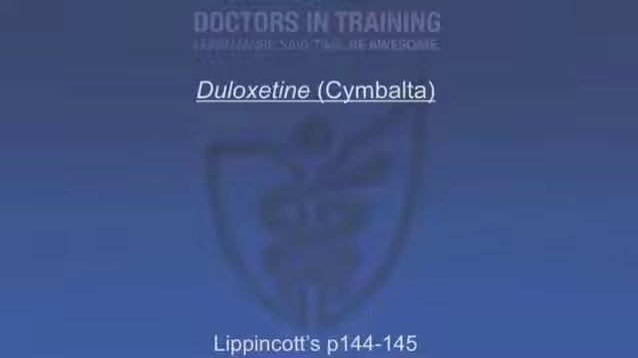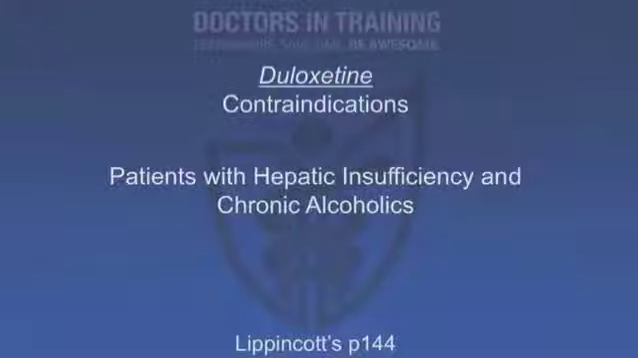Duloxetine is also an SNRI. It inhibits serotonin and norepinephrine reuptake at all doses. It is extensively metabolized in the liver to numerous metabolites. Because of this, it should not be administered to patients who have hepatic insufficiency. This is also going to include your chronic alcoholics for similar reasons. The metabolites are excreted in the urine, and the use of duloxetine is not recommended in patients with end-stage renal disease. Food is going to delay the absorption of this medication. The half-life is about 12 hours. It's highly bound to plasma proteins.